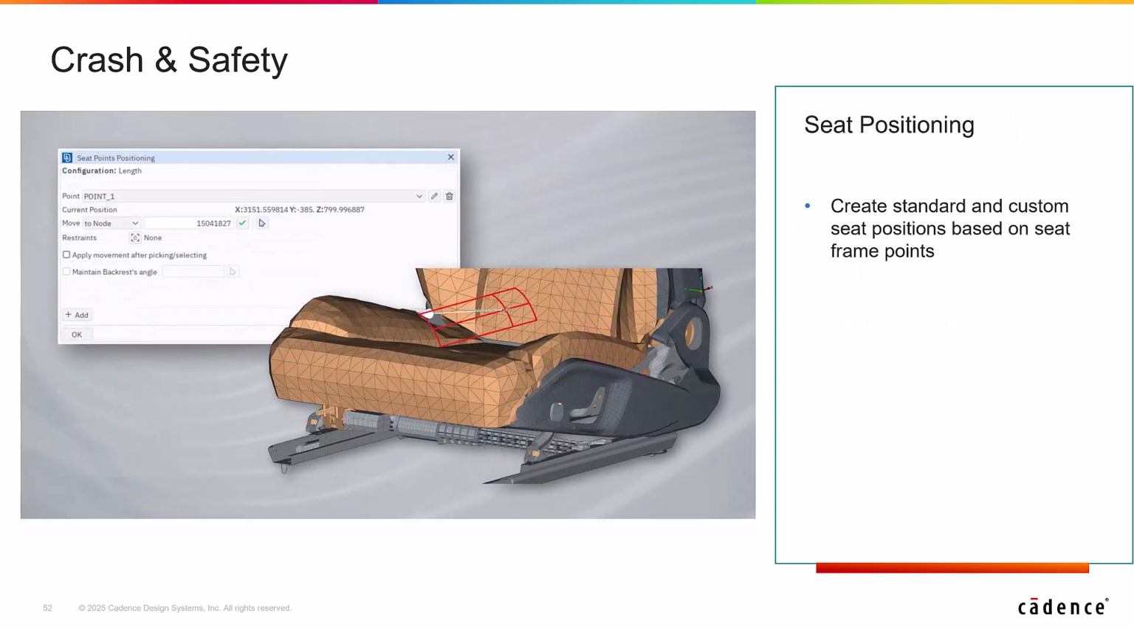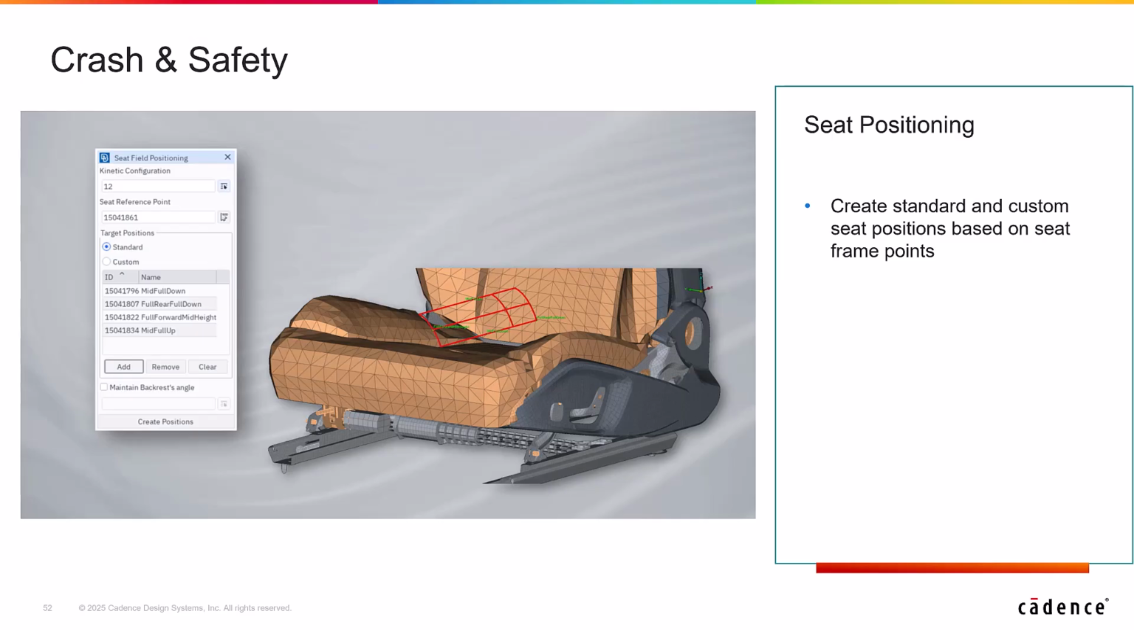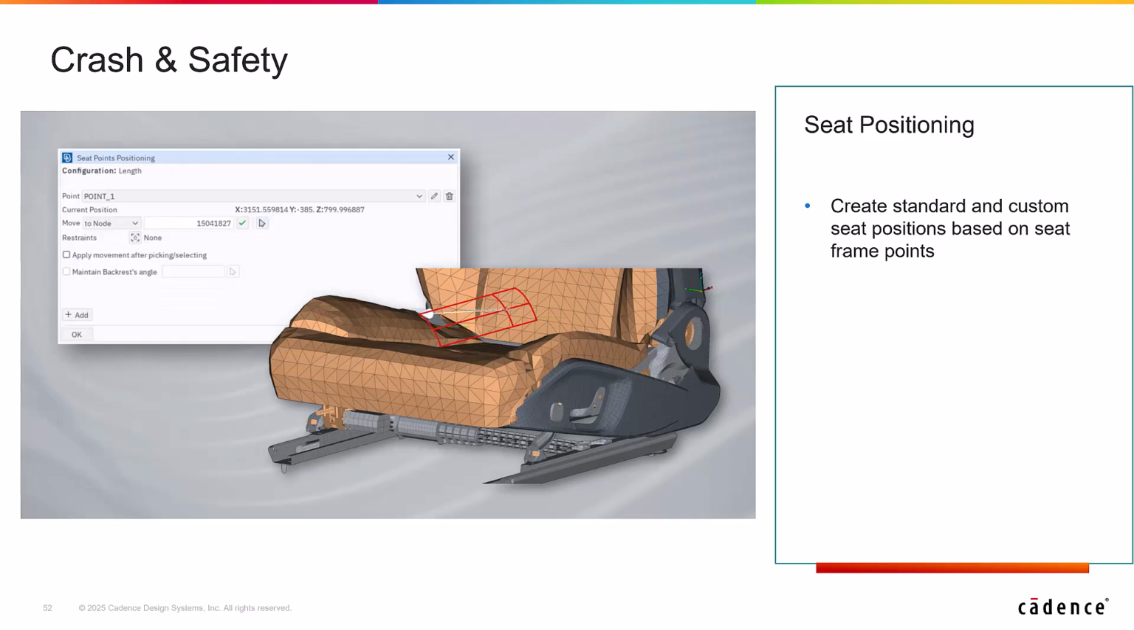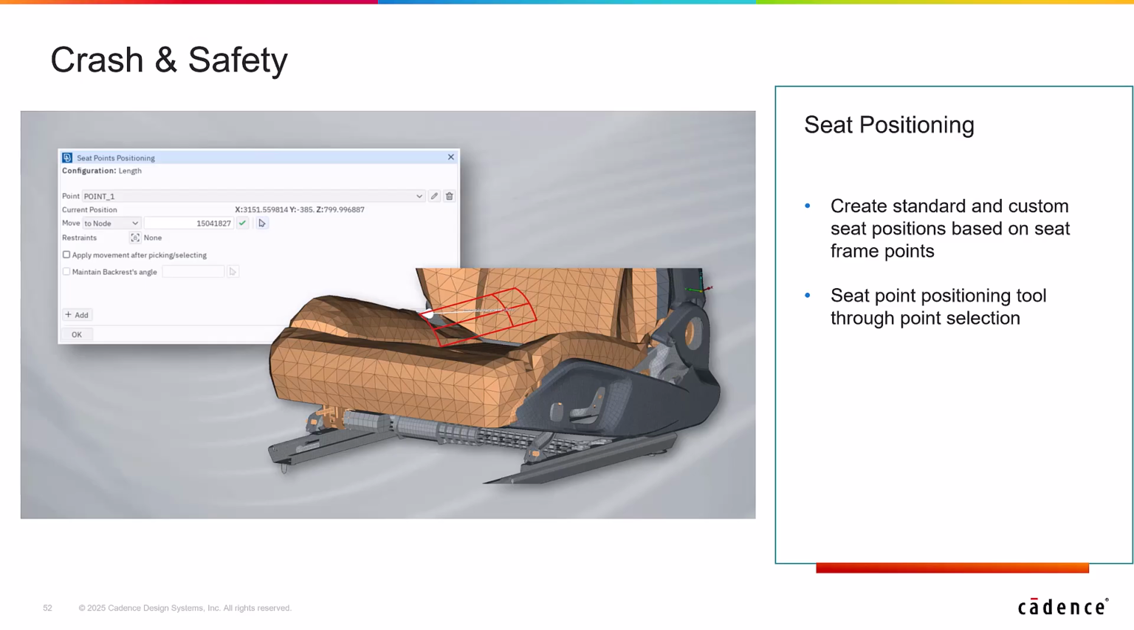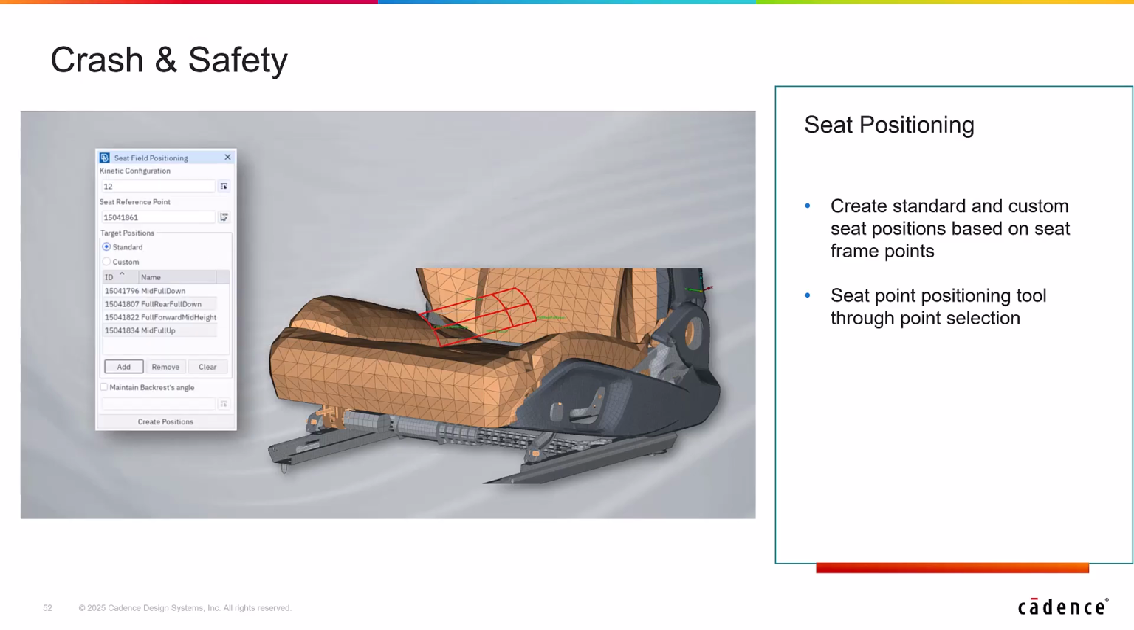Two new seat positioning tools have also been added. The Seat Field Positioning tool generates standard seat kinematics based on seat frame points. The Seat Point Positioning tool, on the other hand, allows custom seat kinematics by matching specific points.